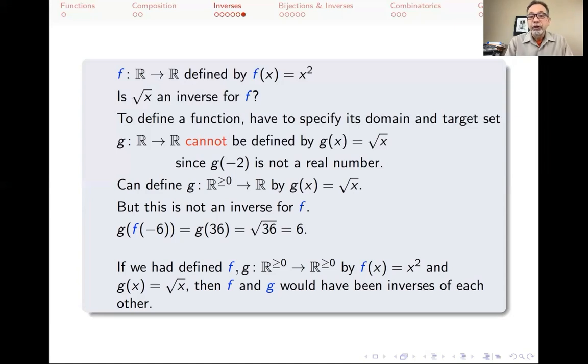The function f, you can define it, f of x equals x squared. The biggest domain you could define it on is all of the reals. You can plug in any real you like. But if you do that, then that function doesn't have an inverse. Square root of x is not an inverse for it.